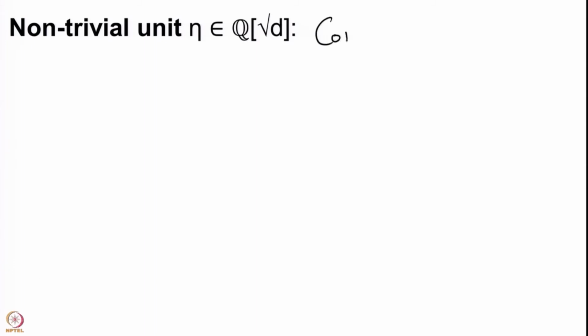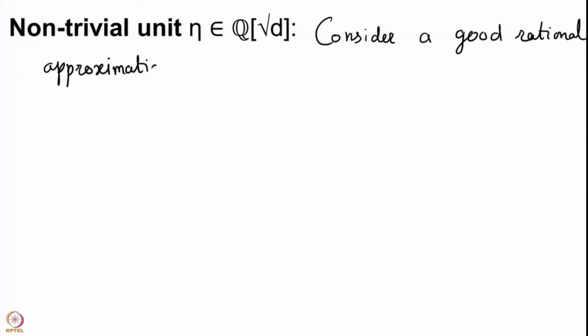So, consider a good rational approximation P by Q to root D. Remember, we had the Dirichlet's theorem which gave us one such approximation. So, one such can be obtained, or let us just apply Dirichlet's theorem.